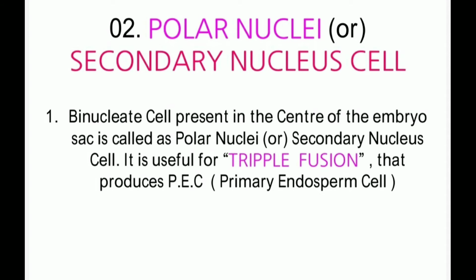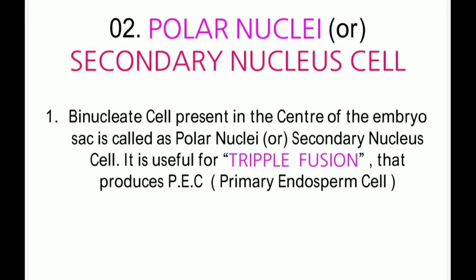The pollen tube carries two male gametes. One of the male gametes fuses with the polar nuclei and forms the PEC, or primary endosperm cell. The primary endosperm cell develops as the endosperm at the time of embryo development.